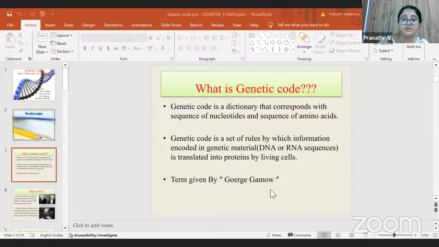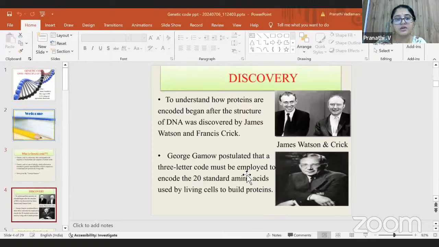So it was a term that was given by George Gamow, and it was discovered by again the structure of DNA, thanks to James Watson and Crick. Because of this, they found out the code which is going to be on your amino acids. How are the amino acids present to give the respective proteins?